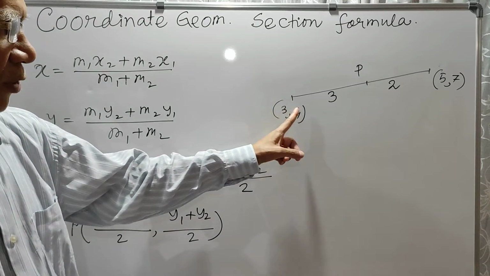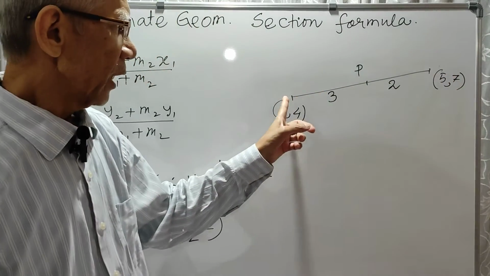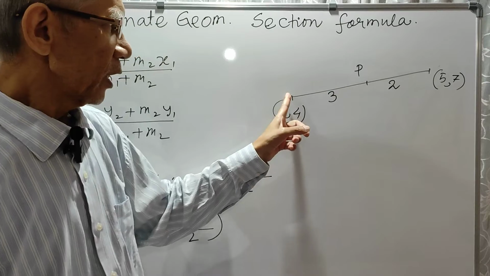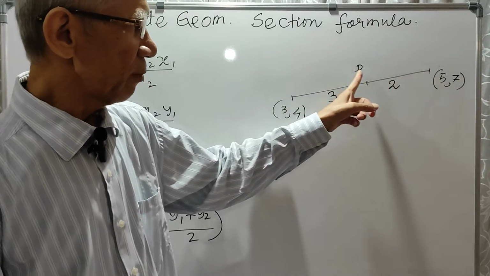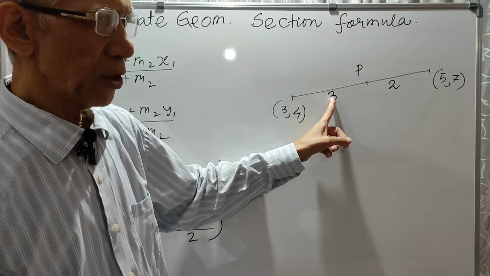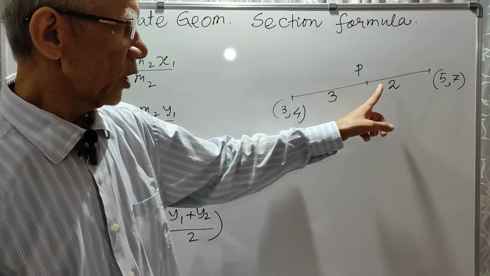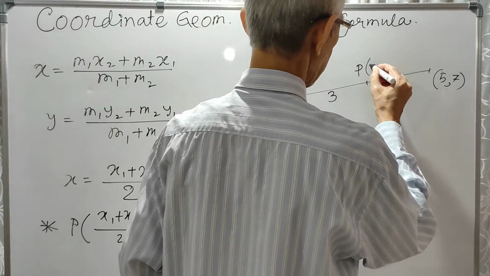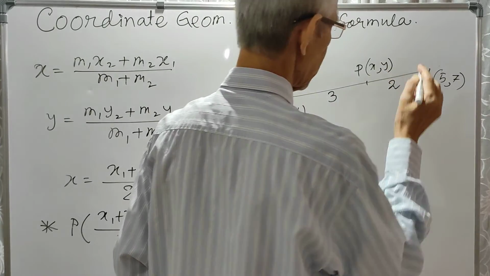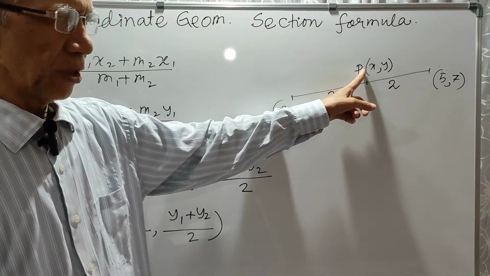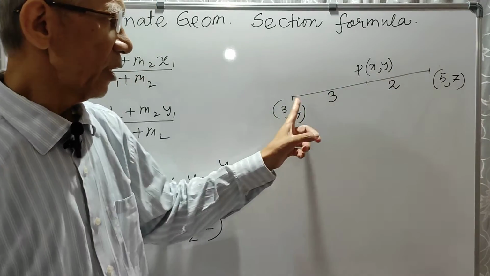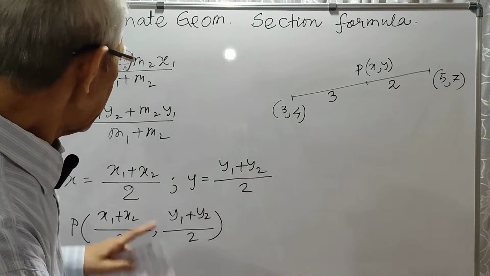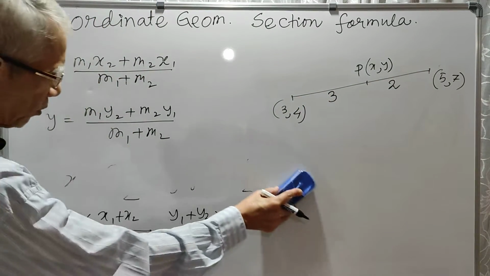So this point is 3, 4, this point is 5, 7, and this line joining these 2 points is divided by P in what ratio? 3:2. So M1 is 3, M2 is 2. Now what are the coordinates of P? So the question is, find the coordinates of P which divides this line in the ratio 3:2. Then using this formula, see what you can do.